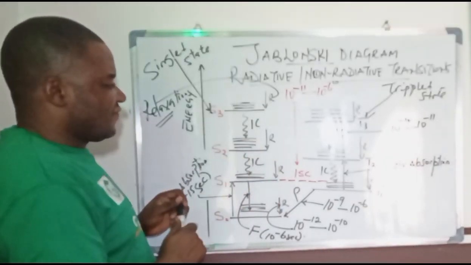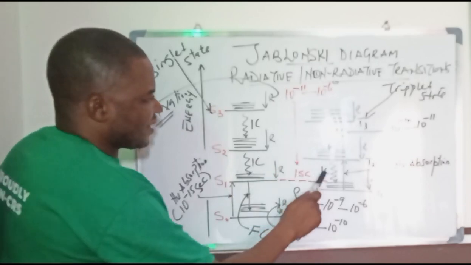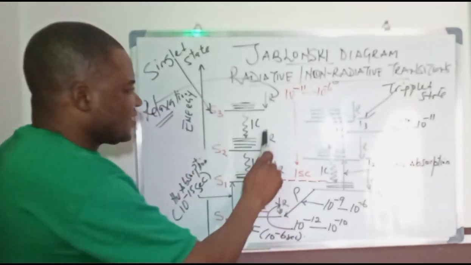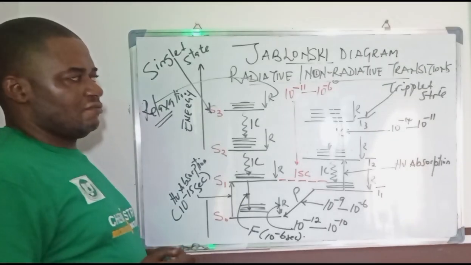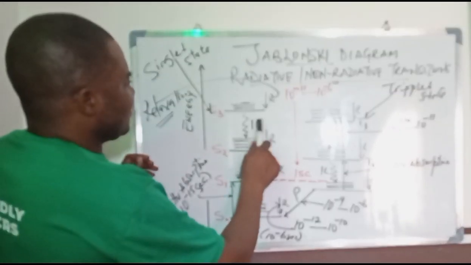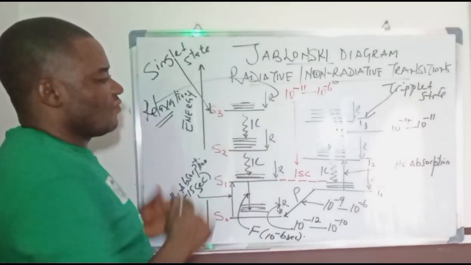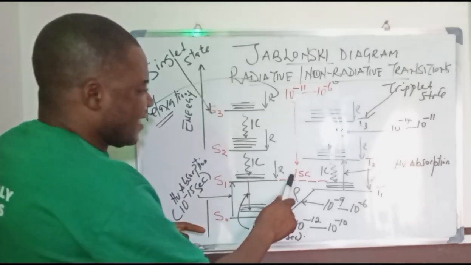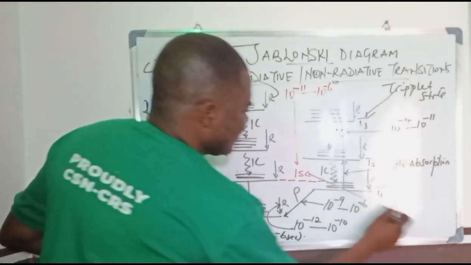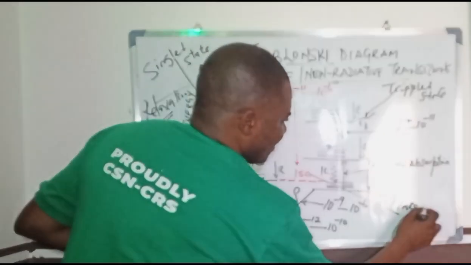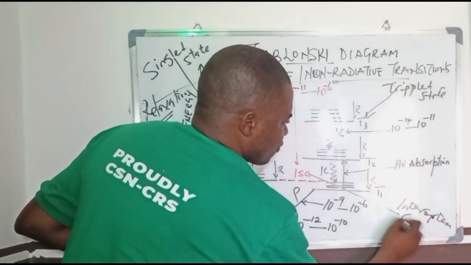The IC you find here is simply called internal conversion. And the ISC that you see here is the intersystem crossing.